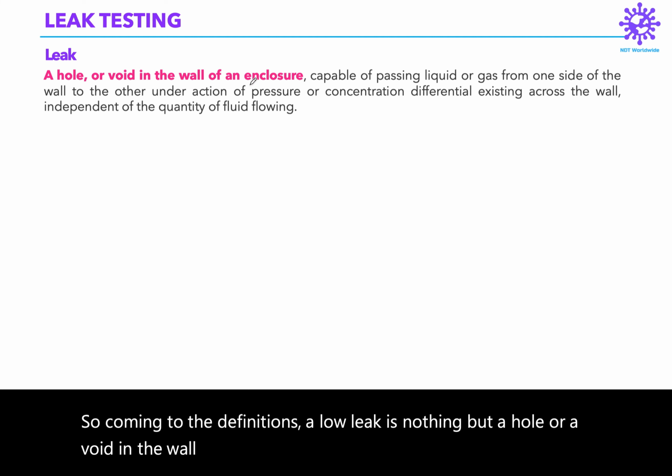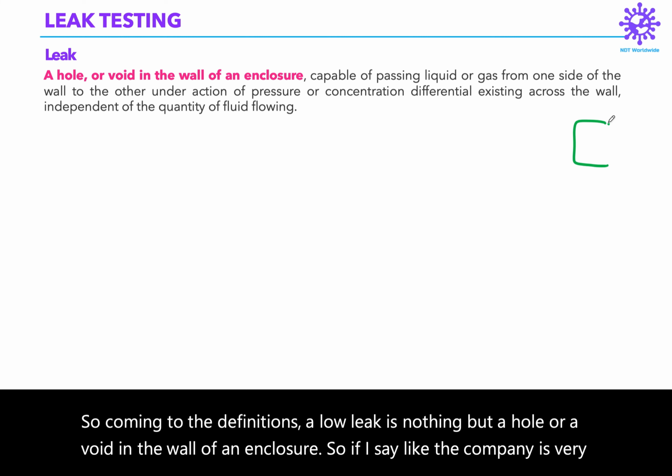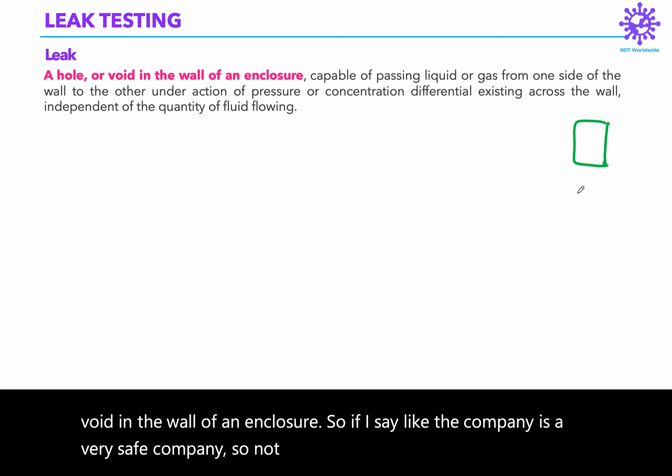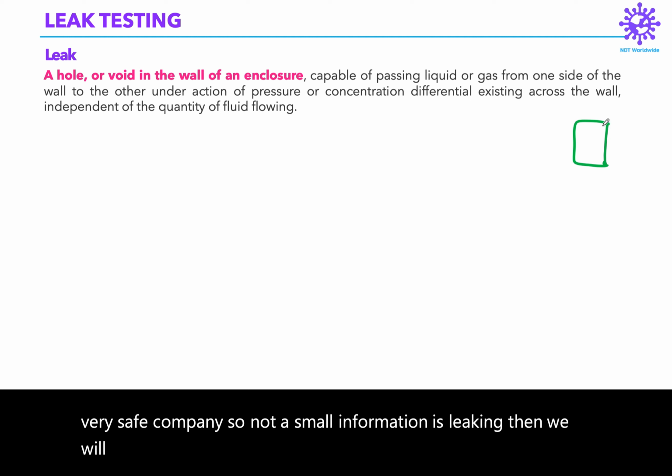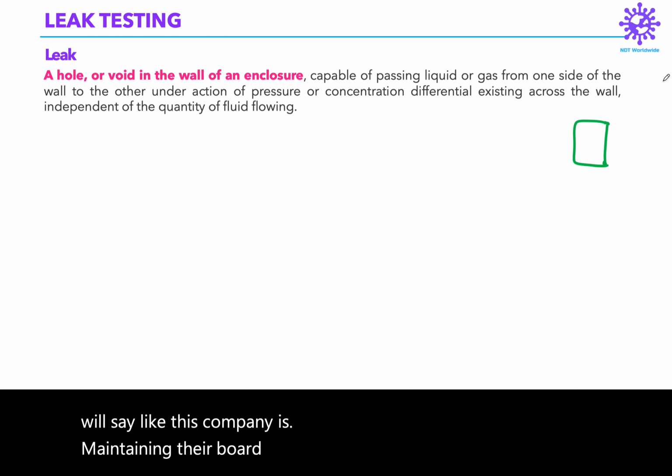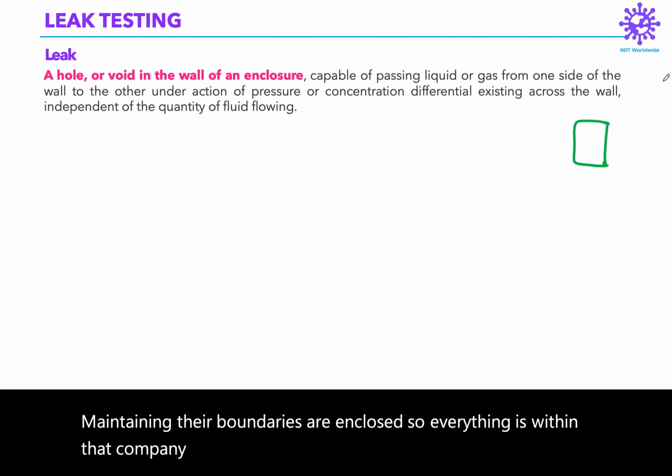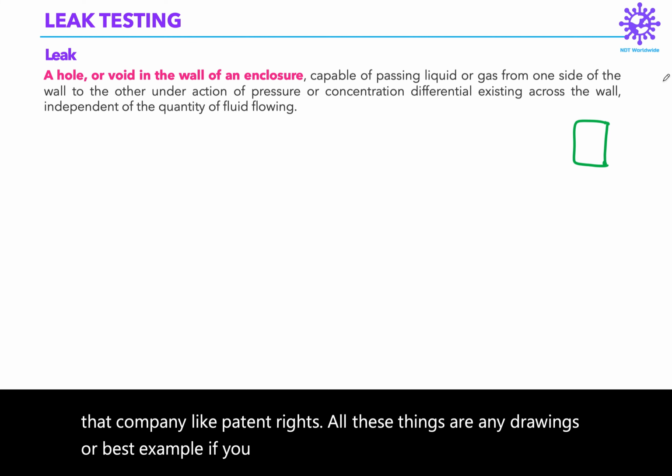So coming to the definitions, a leak is nothing but a hole or void in the wall of an enclosure. So if I say the company is a very safe company, and not even a small piece of information is leaking, then we will say this company is maintaining its boundaries or enclosure. So everything is within that company, like patent rights, all these things, or any drawings.